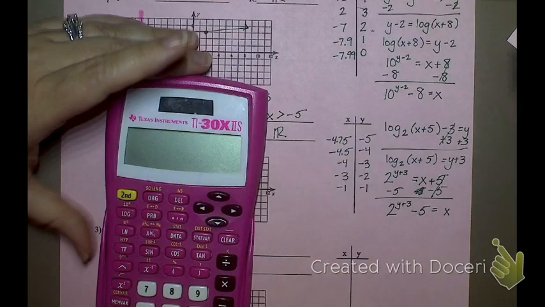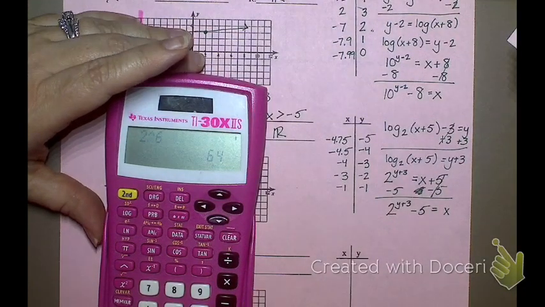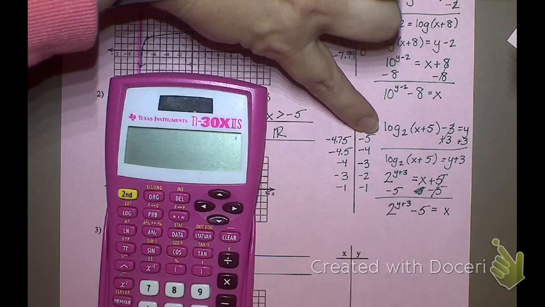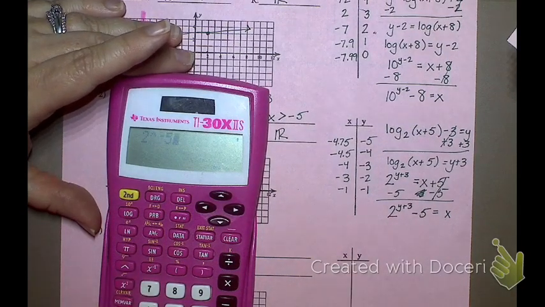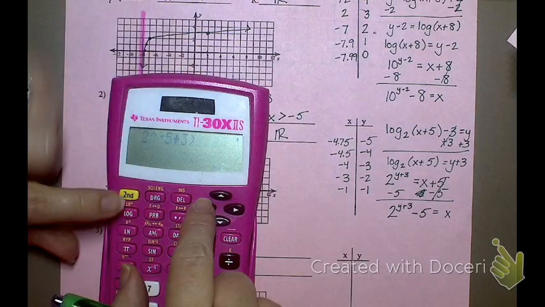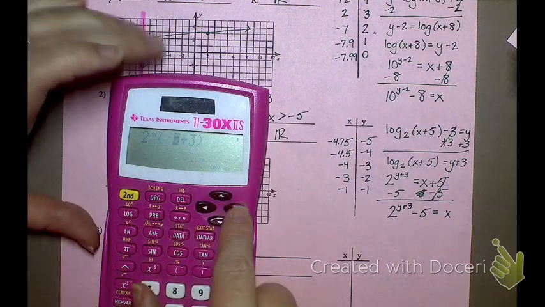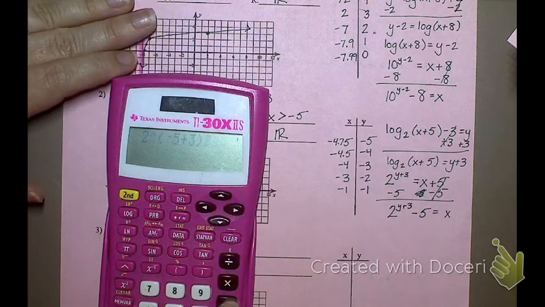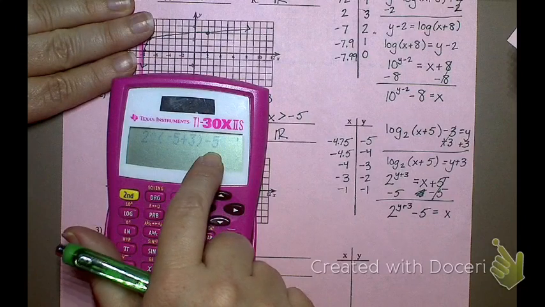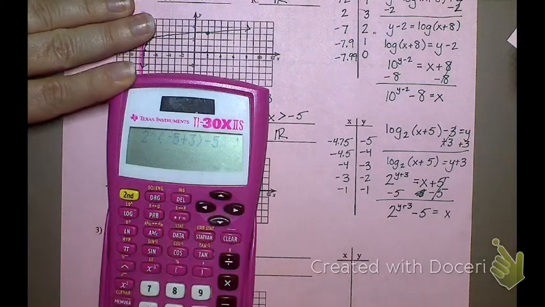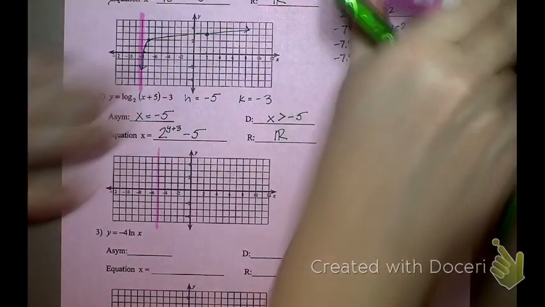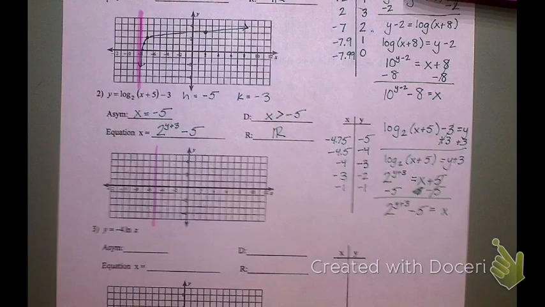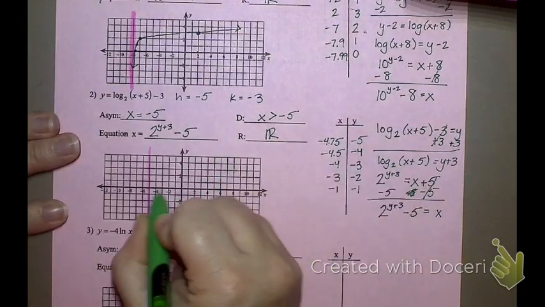Again, when you're plugging this into your calculator, just to make sure we're all on the same page, if I plug in -5, I have 2 to the -5 plus 3. You must put that exponent in parentheses. So that way, your calculator knows that that 5 is not a part of the parentheses when you're calculating it. And there's your -4.75. Okay, so be aware of that. And let's plot our points.